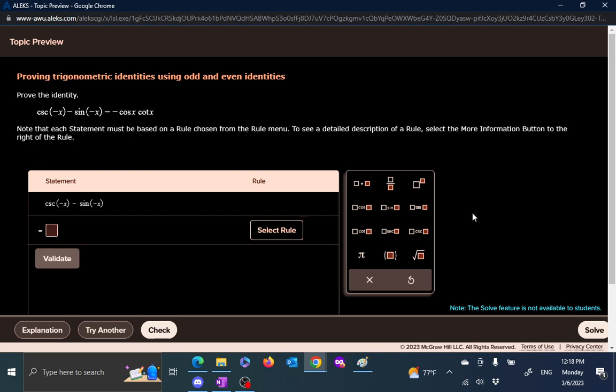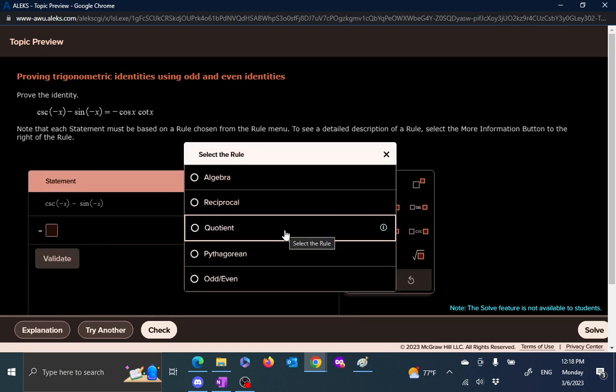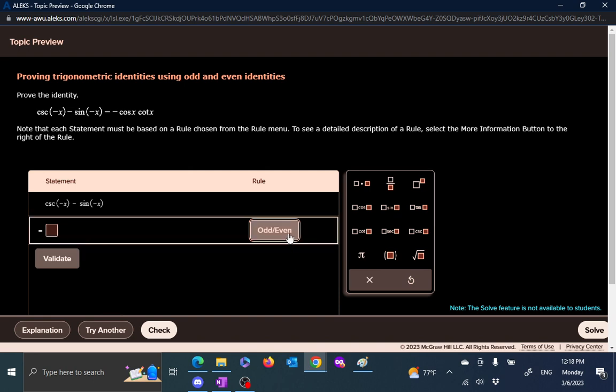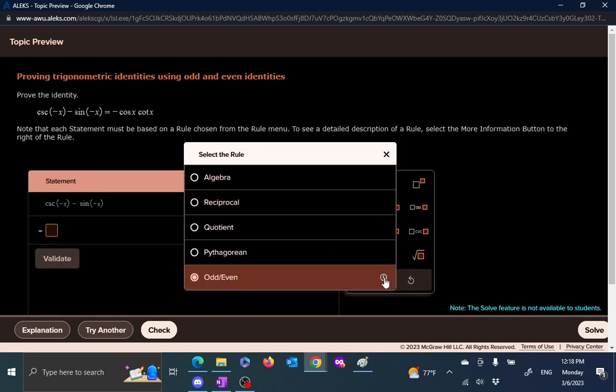The topic today is proving trigonometric identities using odd and even identities. So this is essentially type 8. We have gone through 1 through 7 and this is just one more in that list. Let me remind you that we have odd even identities here.